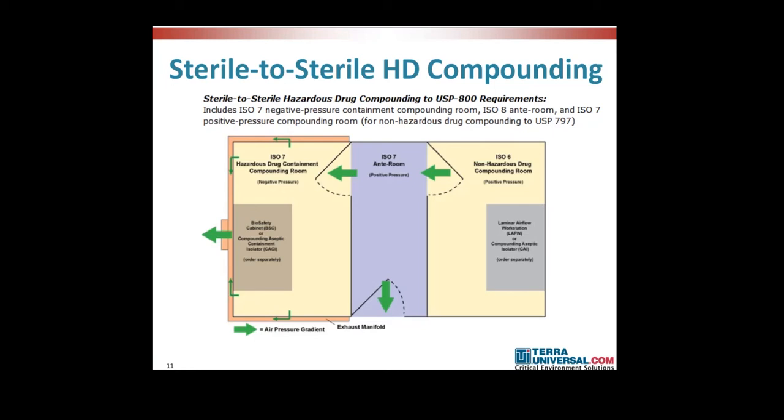On the left side in the hazardous drug containment room, as you can see, we're pulling air out of the room into those orange exhaust plenums, which are located near the floor of the room, and then exhausting that room to the outside world. Another variation of this would be a room that just includes the hazardous drug compounding and the anteroom. So in this case, this would be a facility that would not be doing non-hazardous drug compounding, but the basic design is essentially the same.